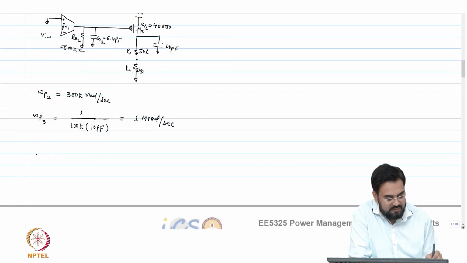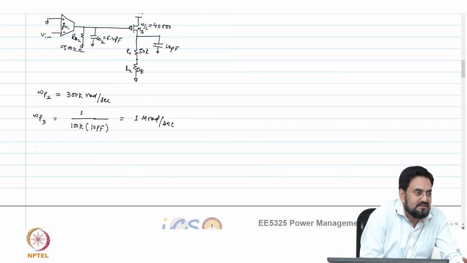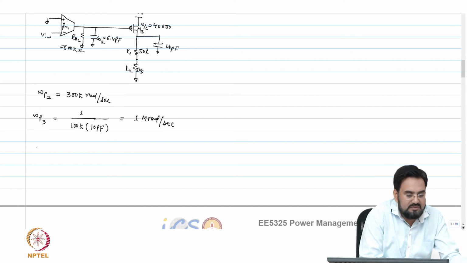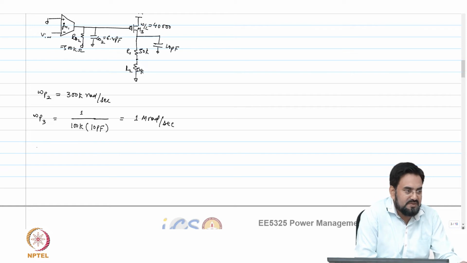So what do you need to know first? Calculate the GM. VGS minus VTH. So what is that for 15 micro? You know the size. You know the ID. Find the VGS minus VTH. So VGS minus VTH will be very small for this because your current is very low and device size is very large.